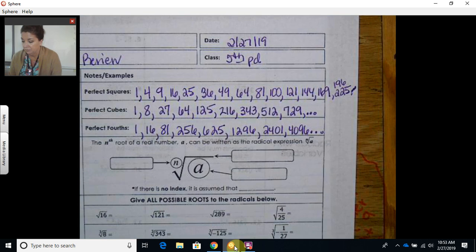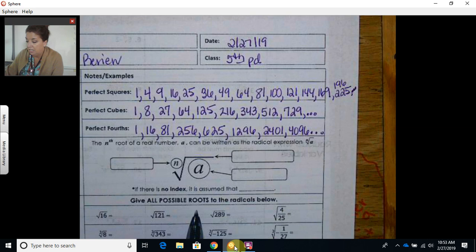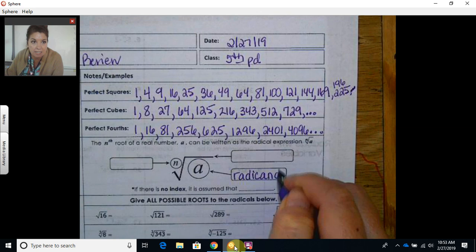So let's look at the parts of a radical. Does anybody know what the number or terms that's under the radical is called? Whatever is under the radical, anybody remember? It is called a radicand. R-A-D-I-C-A-N-D. A radicand.